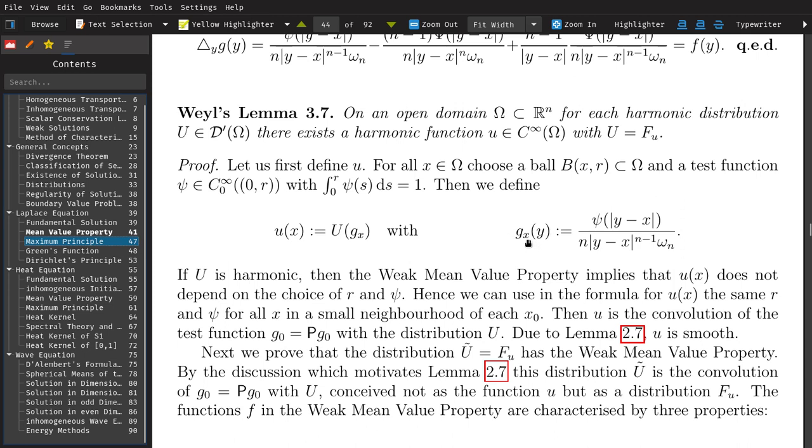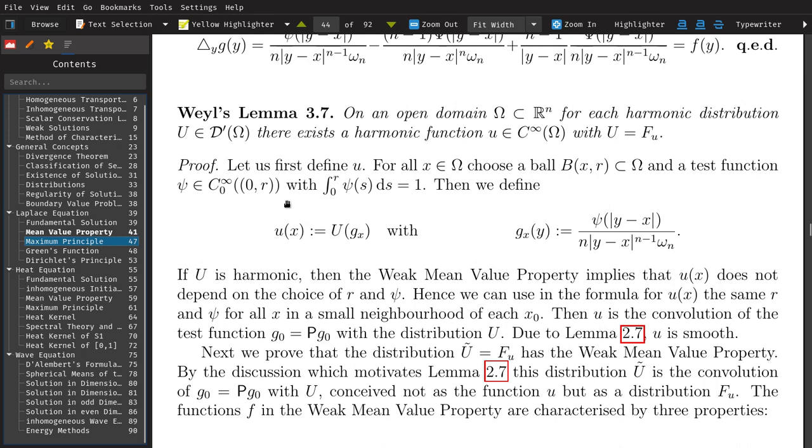So there are two things then you need to check. You need to check that it does not depend on r and that it does not depend on the distribution of the mass here. And both of those, that it does not depend on the choice of r and psi, follow from the weak mean value property. That it does not depend on the radius and it does not depend on psi. So that actually does now define for you a function, u of x.